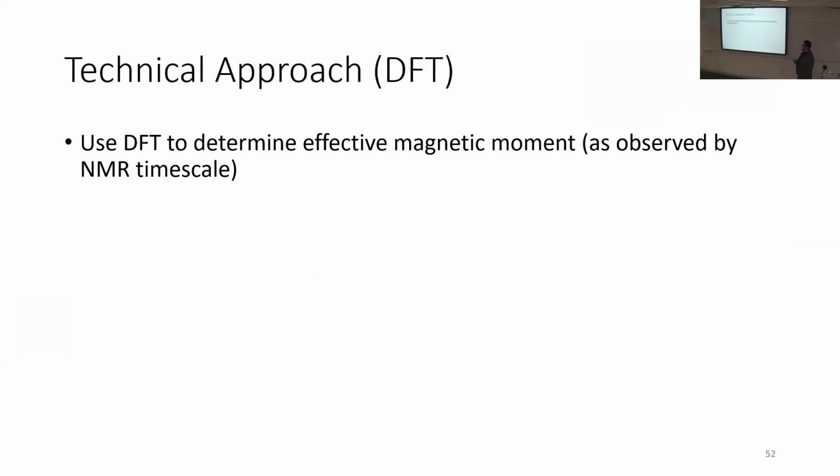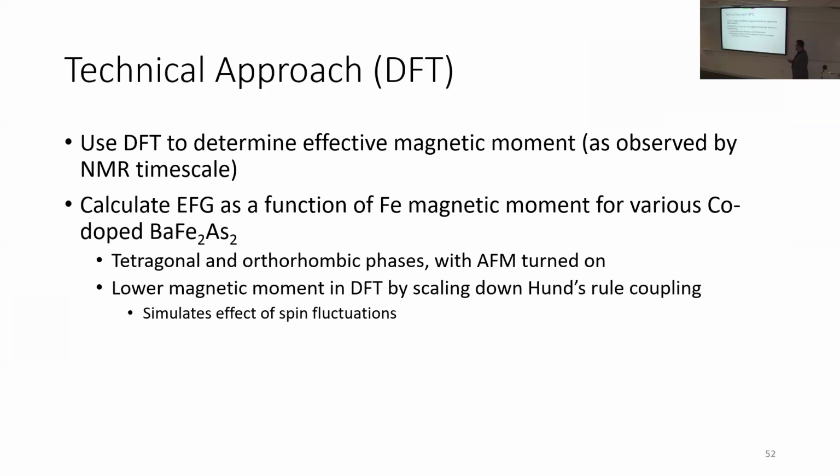And so here's the approach that we took. We wanted to use density functional theory in order to determine an effective magnetic moment, that is, what the magnetic moment would be on the time scale of an NMR measurement. And so we calculated the electric field gradient as a function of the iron magnetic moment for different cobalt dopings. We did calculations in both the tetragonal and the orthorhombic phases, but with antiferromagnetism turned on, critically because we wanted to see how this magnetic moment changes.